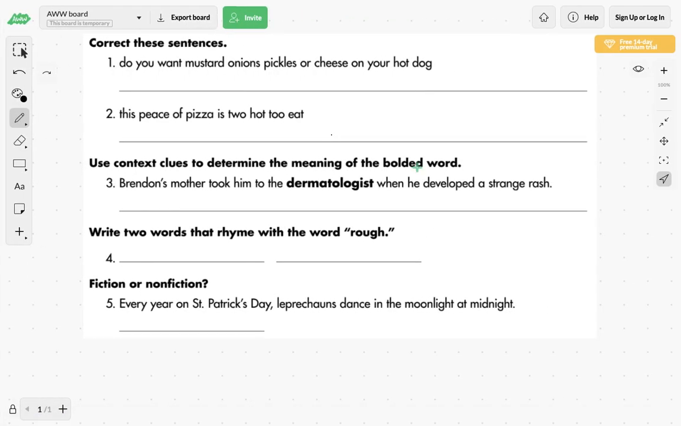Okay, so we've got correct these sentences that we're going to start with. And what I'm seeing today is there's no dialogue, so this is going to be kind of easy. I think there's no speech tag in either of these. So let's look at number one. We've got, do you want mustard, onions, pickles, or cheese in your hot dog?